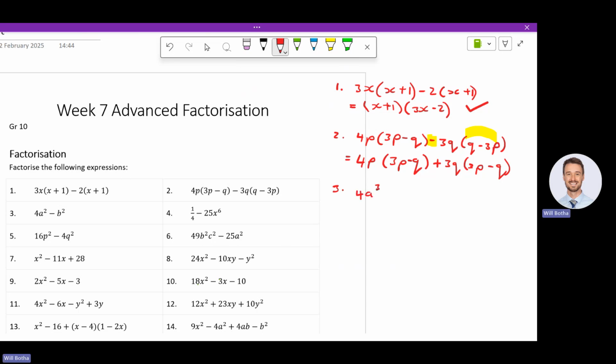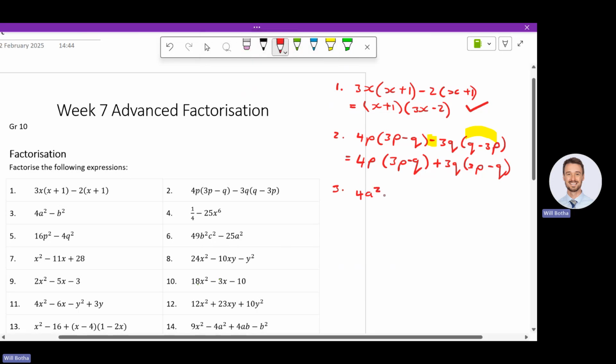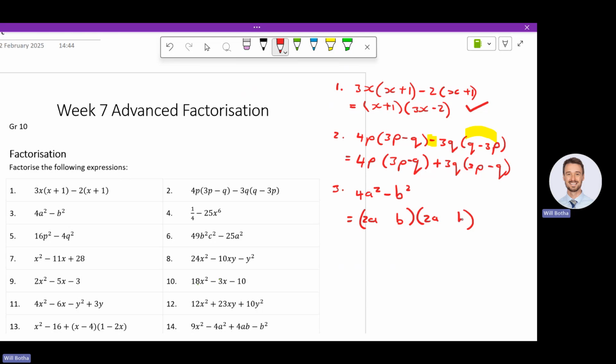With number 3, I need help with 3. Okay, I'm going to do 3 and then I'll immediately move on to 4. With 3, what I see is the difference of squares. So I know this is going to happen, and it'll be 2a and b, 2a and b, with a positive bracket and a negative bracket.